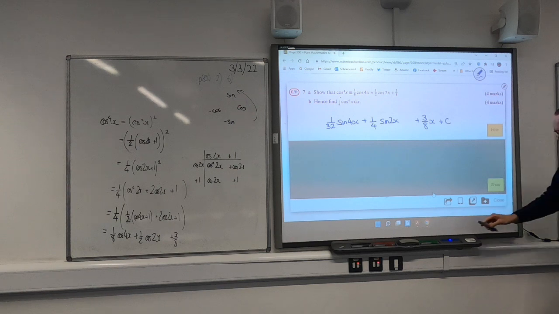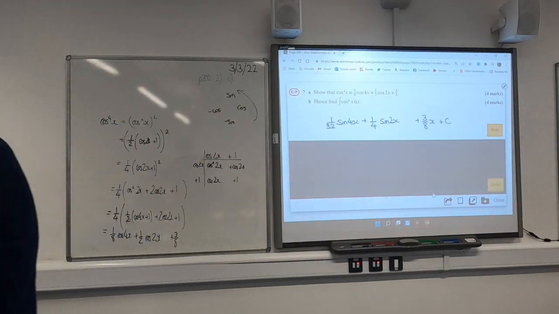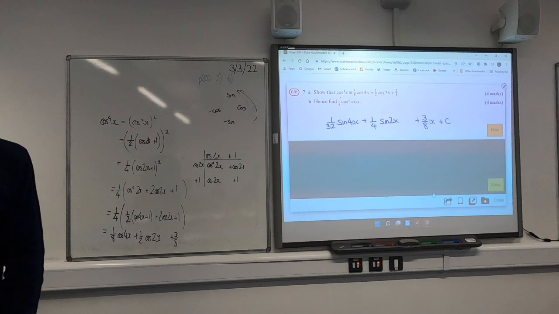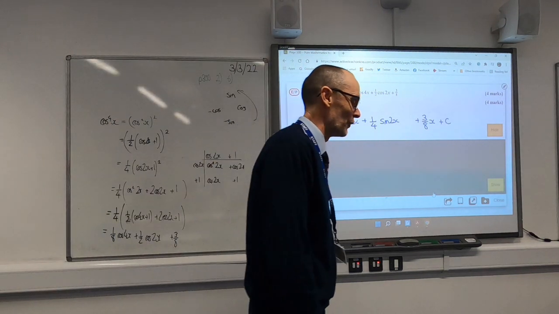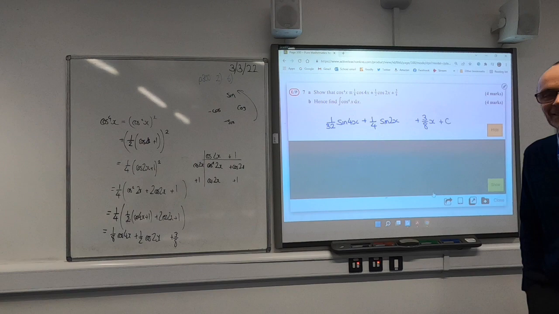Now that's the hardest example I can find, so don't think I'm no good at this because I can't do that easy example. No, that's a really hard example. And the good news is we move on from trig next lesson. Not forever.